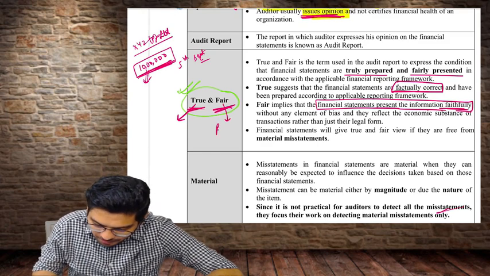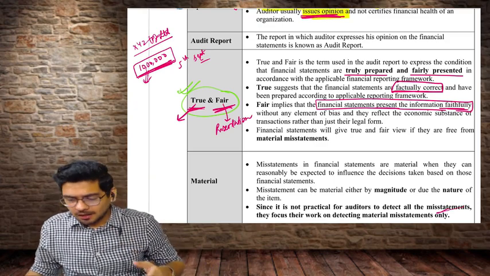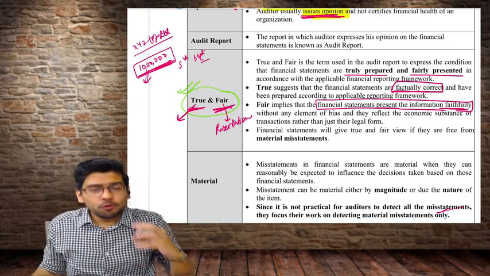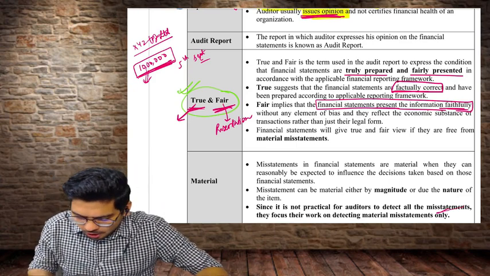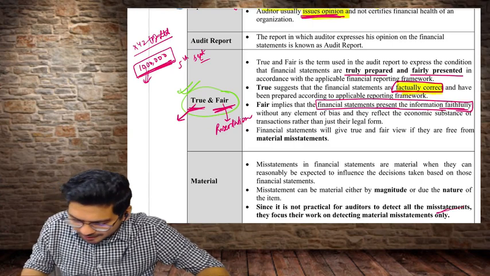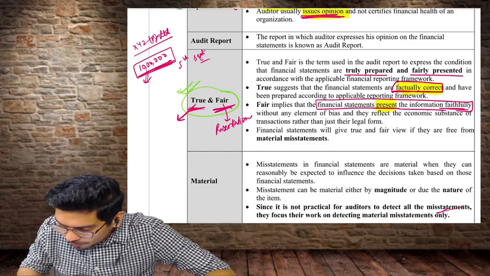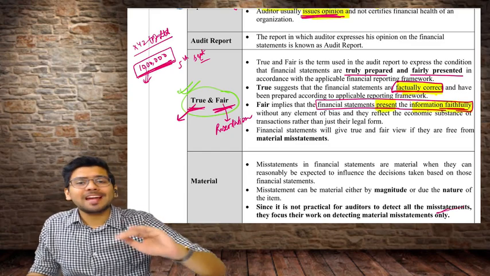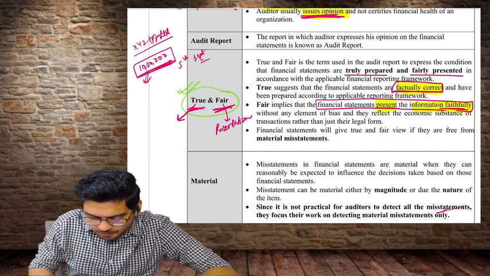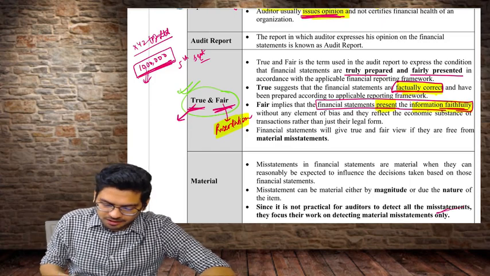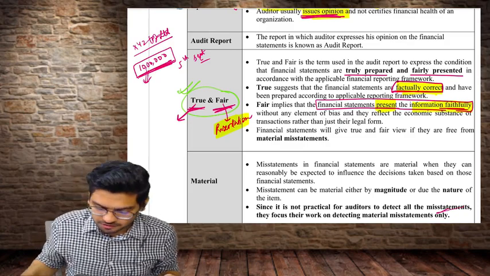When I say fair, fair is basically with respect to presentation. You cannot show an item of capital nature in the PL account. True means that the figure has been correctly recorded. So it says, again I'm reading, true suggests that the financial statements are factually correct and have been prepared according to the FRF, and fair implies that the financial statements present information faithfully without any element of bias. They have to be presented faithfully. So fair is more related to presentation, and true is more related to correct recording of transactions. Okay, all right.